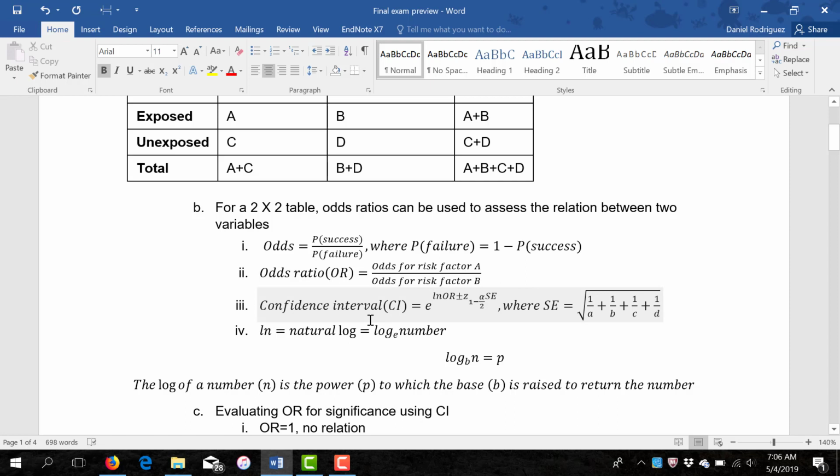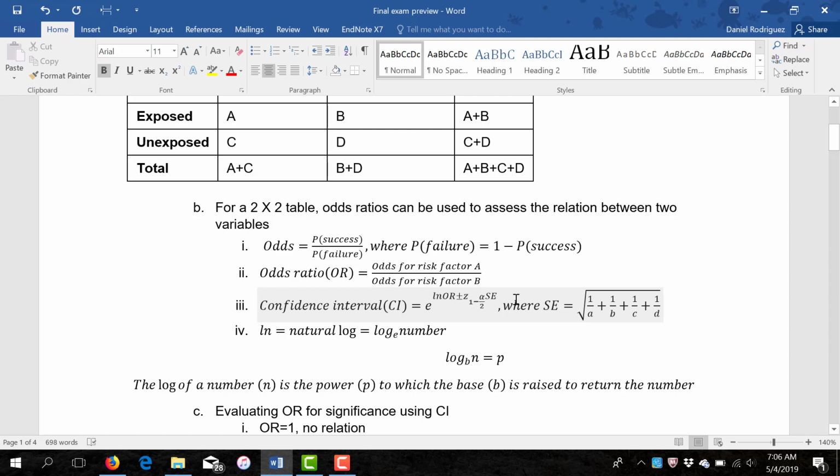In order to determine whether this is actually a significant relation, we can do a couple of things. One is to calculate something like a chi-square, which we'll do next, or you can just look at the confidence interval. The confidence interval has several components, and if you take a look at the formula, you'll notice that there's an E over here. We're raising this E, which is Euler's number, about 2.71, to whatever this confidence interval formula is. And you notice that there's an ln in front of the odds ratio.